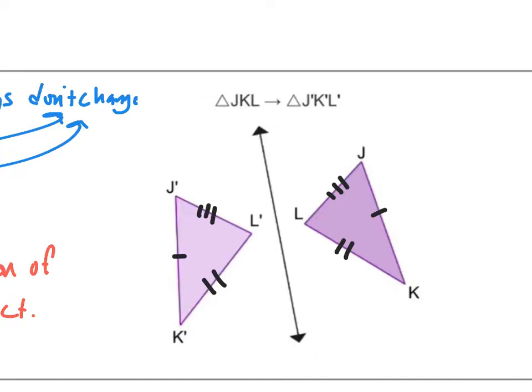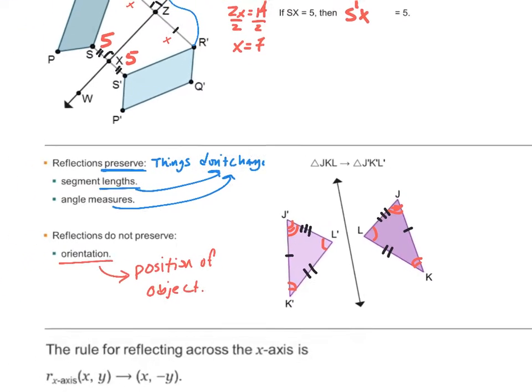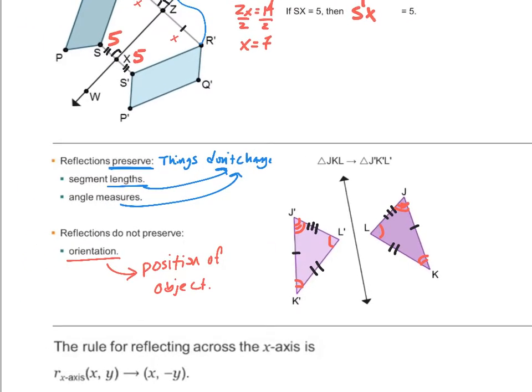All right, and then I also have this about the angles. Angle L is going to be congruent to angle L prime. Angle K is going to be congruent to angle K prime. And then angle J is going to be congruent to angle J prime, all right? And so that's what we know about reflections, okay? I can move it over and reflect it across this line of reflection here, and I'll get the same shape. It's just going to be oriented differently.